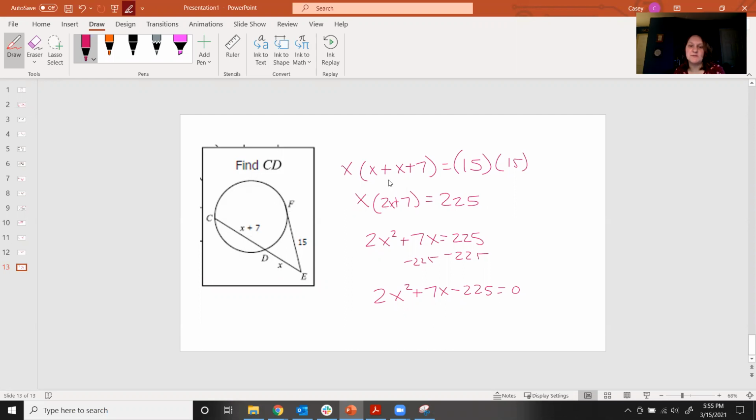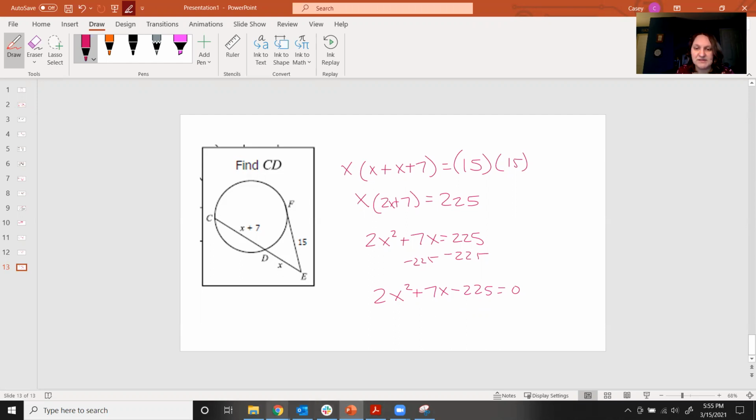I combined my like terms. x plus x is 2x. I distributed my 2. And then I wanted this to equal 0 just because I know that's going to be a little easier to graph in Desmos if I can just find a 0. So I subtracted 225 from both sides. I didn't have to do it that way. I could have left it like this and used Desmos to solve. You also don't have to use Desmos. You could factor if you are good at factoring, and you're welcome to do that.